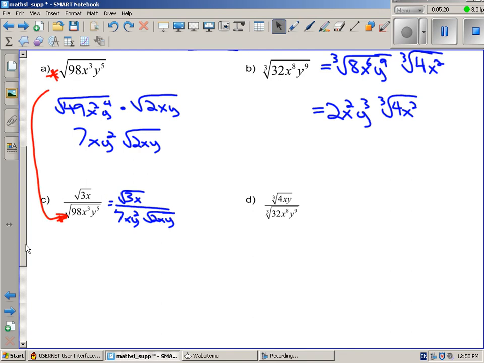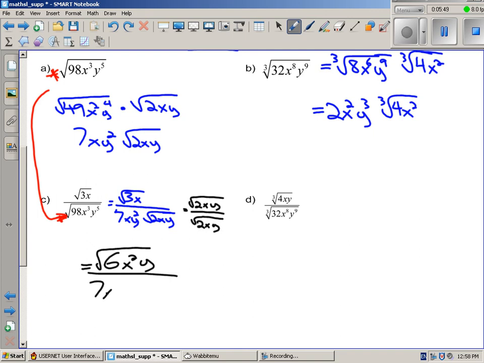We don't like square roots on the bottom because it's a weird thing to think of dividing by. We want to be dividing by, ideally, positive integers. And, if necessary, some variables. So to get rid of that square root sign, I'm going to have to multiply by root 2xy. And if I do it on the bottom, I'll have to do it on the top as well. Here's what we end up with. The square root of 6 x squared y all over 7xy squared. And if you have root 2xy times root 2xy, you just end up with 2xy.